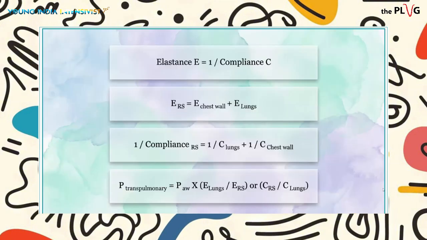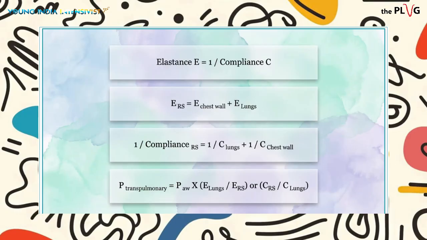And these are the formulas we are talking about. Elastance is equal to 1 by compliance. Elastance of the respiratory system is equal to elastance of the chest wall plus elastance of the lungs. And 1 by compliance of the respiratory system is equal to 1 by compliance of the lungs plus 1 by compliance of the chest wall. These formulae should be known, because if you want to understand respiratory mechanics, you have got to know them.